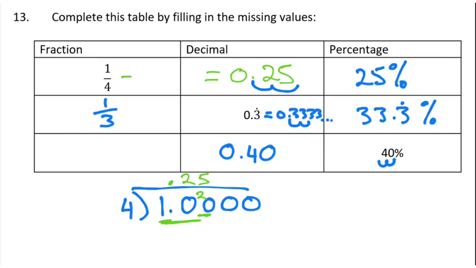So remember that this first decimal value here, that's in our tenths column. So that's the same as 4 over 10.